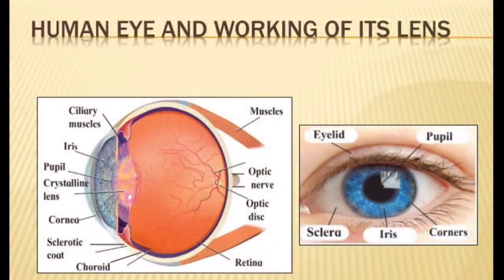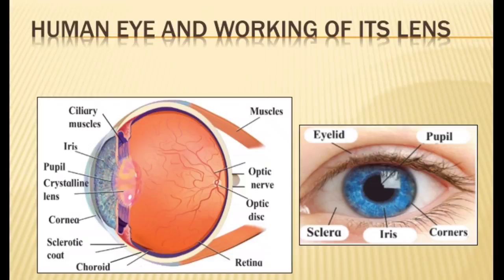Human eye and working of its lens. There is a thin transparent cover, that is membrane, on the human eye. This is called the cornea. Light enters the eye through it. Maximum amount of incident light is refracted inside the eye at the outer surface of the cornea.